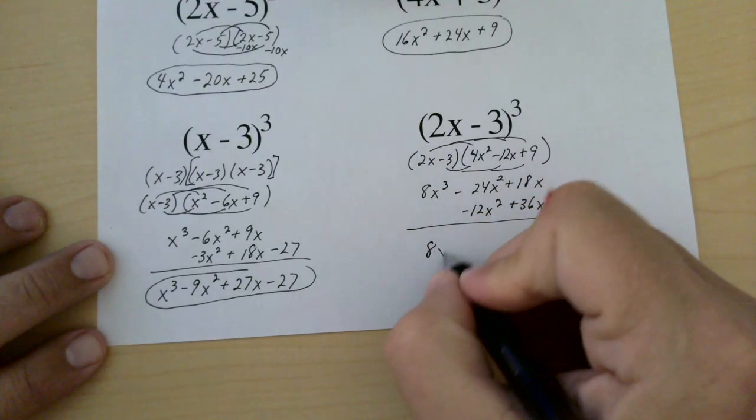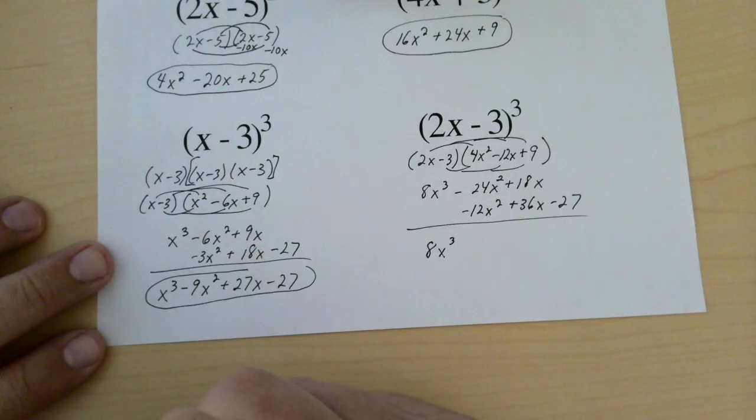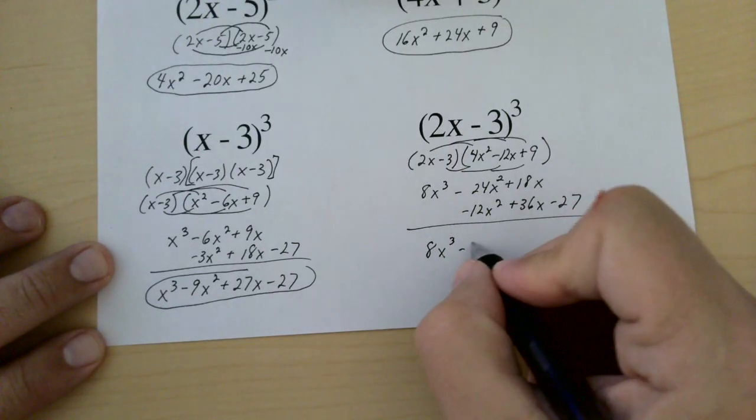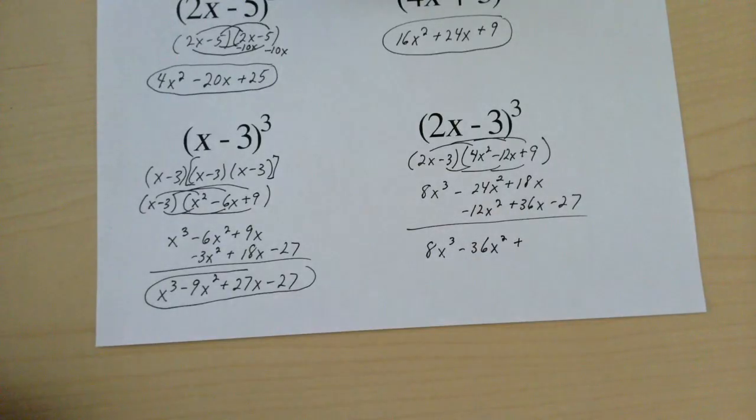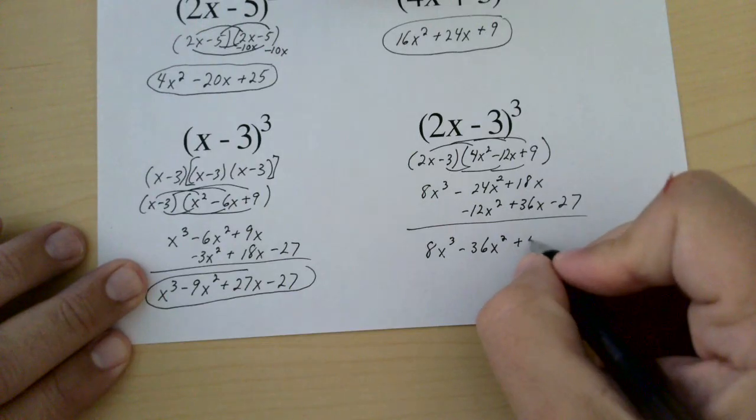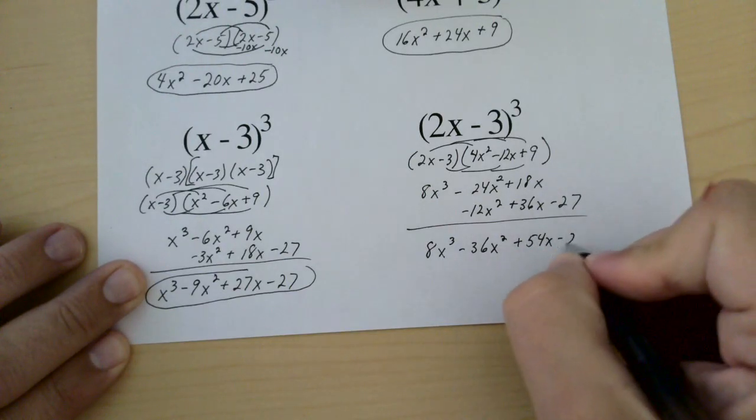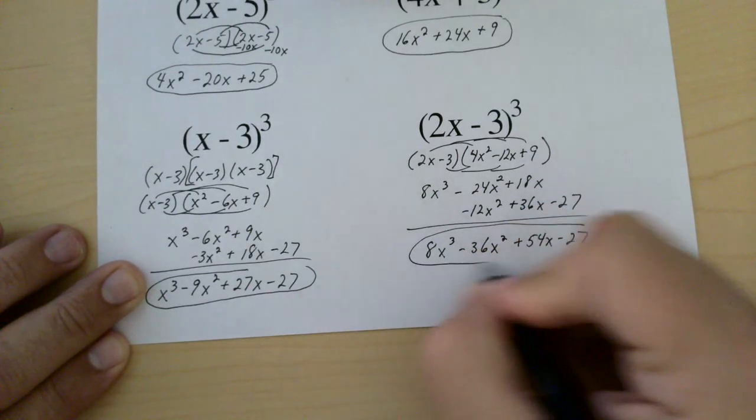So the final answer is going to be 8x cubed minus 36x squared, and then we're going to have 18 plus 36. That's going to be a 54x, and then minus 27.